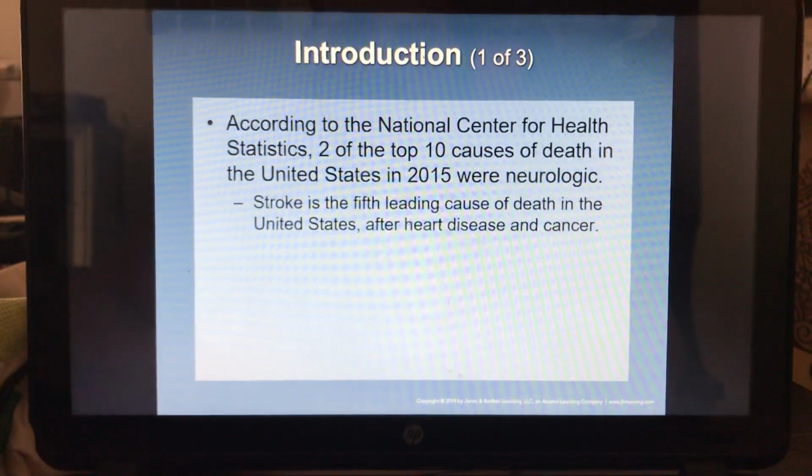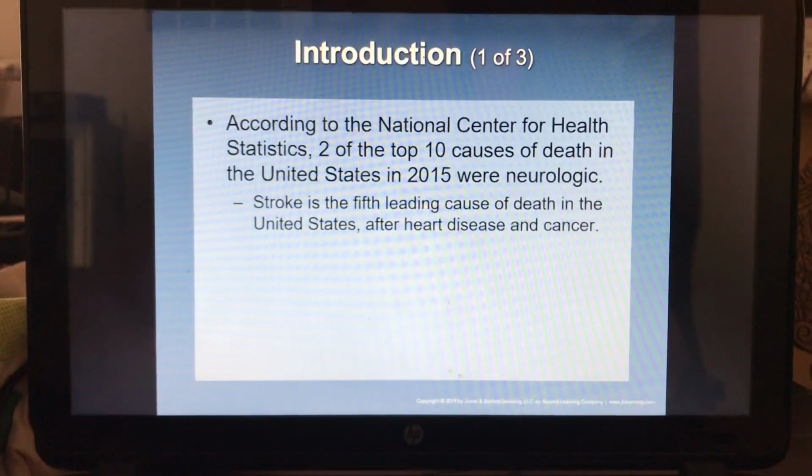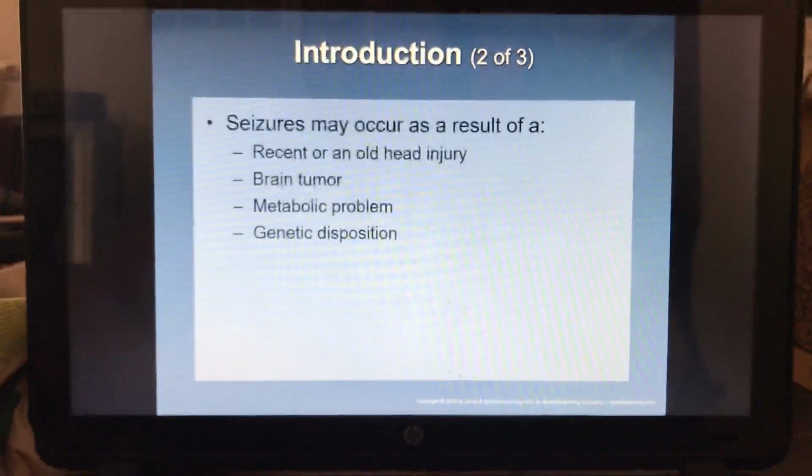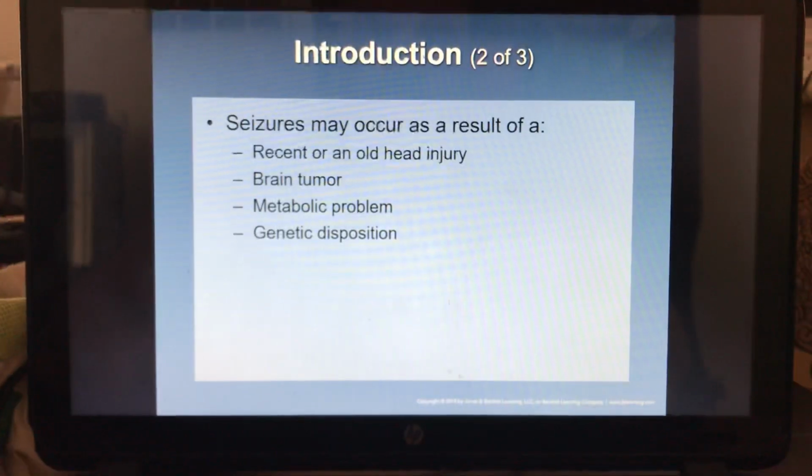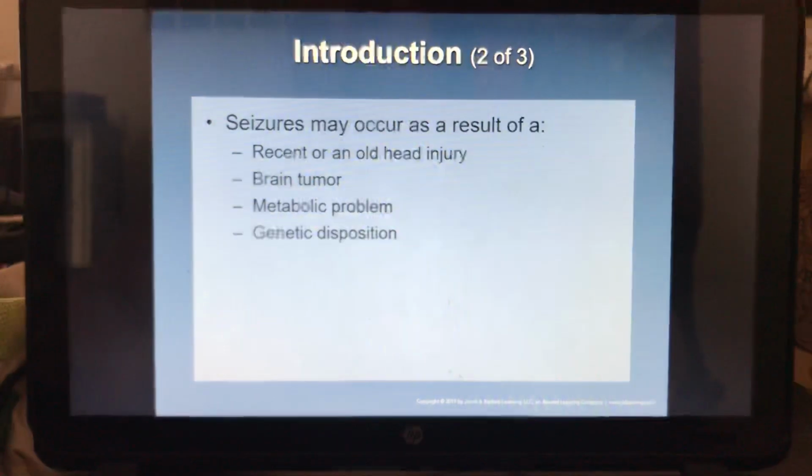Some facts for you. I don't know if they're true or not, but you can verify those if you want to look at the CDC. CDC is a good place for information for death and illness, stuff like that. Seizures, we'll go into this more in depth, but they can be caused by a whole myriad of problems. You could have a recent head injury, a brain tumor, a metabolic problem, or you could have just a pre-genetic disposition to have them, like epilepsy.